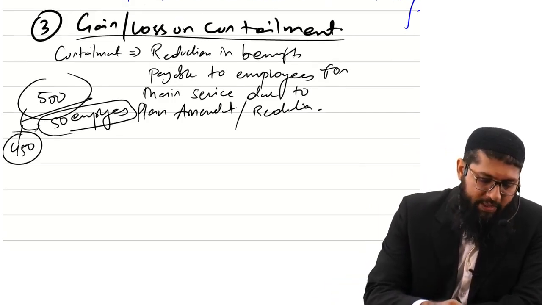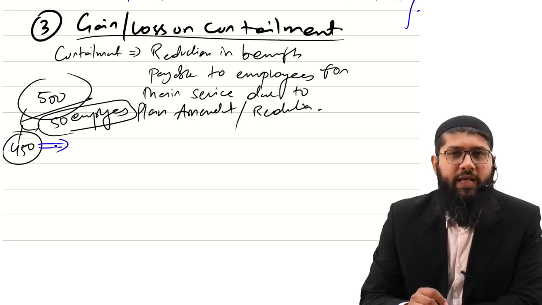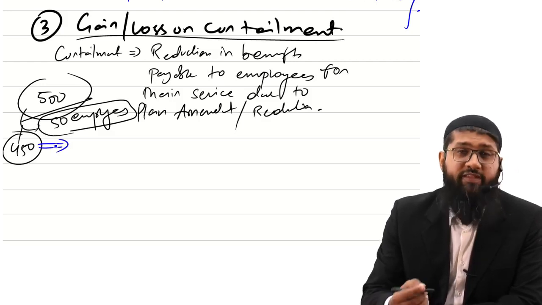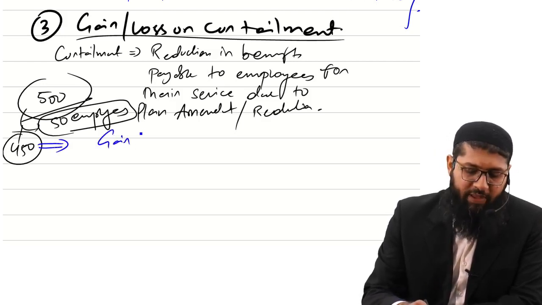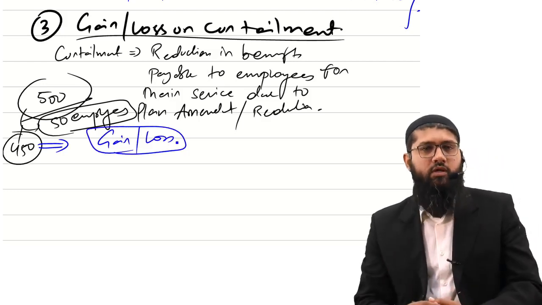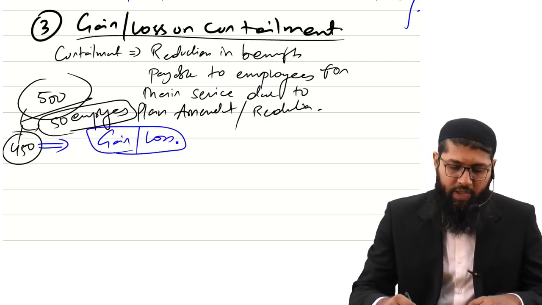Now, when it comes to this curtailment, try to understand. When it comes to curtailment, obviously there is going to be either a gain or a loss arising because of this curtailment. What is the gain? What is the loss that would arise?